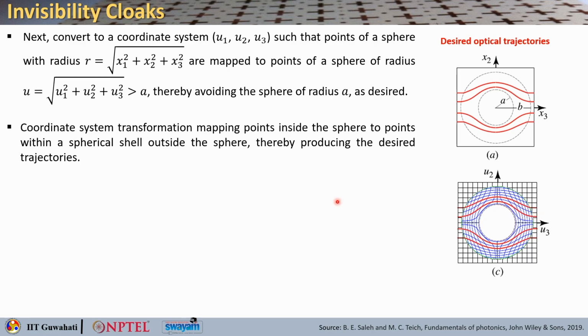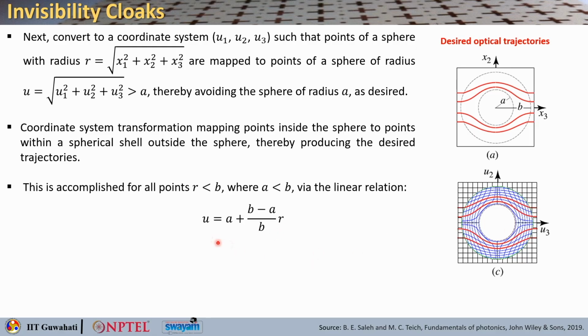So the coordinate transformation is basically mapping the points inside a sphere to the points within a spherical shell like this. And you can actually compute this kind of transformation through this linear relation. So you can say that u equals a plus (b minus a) by b into r.